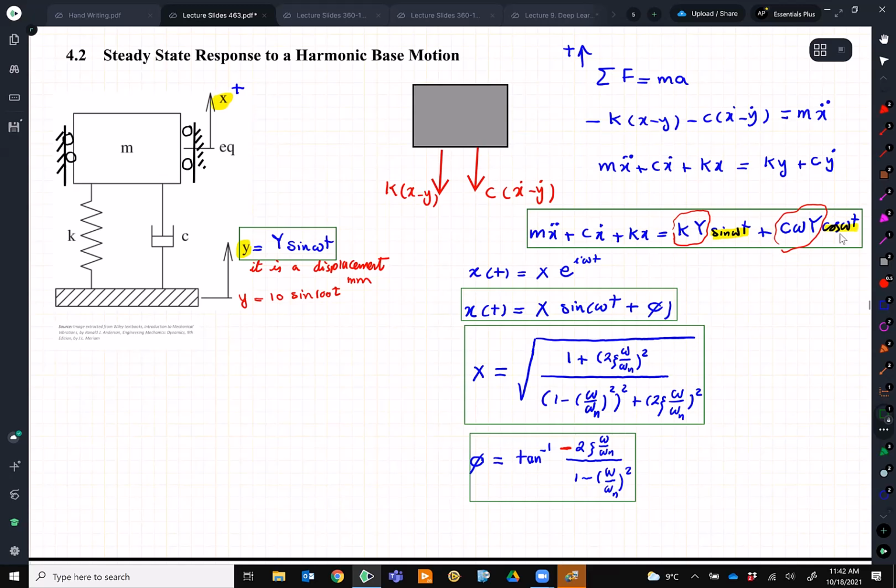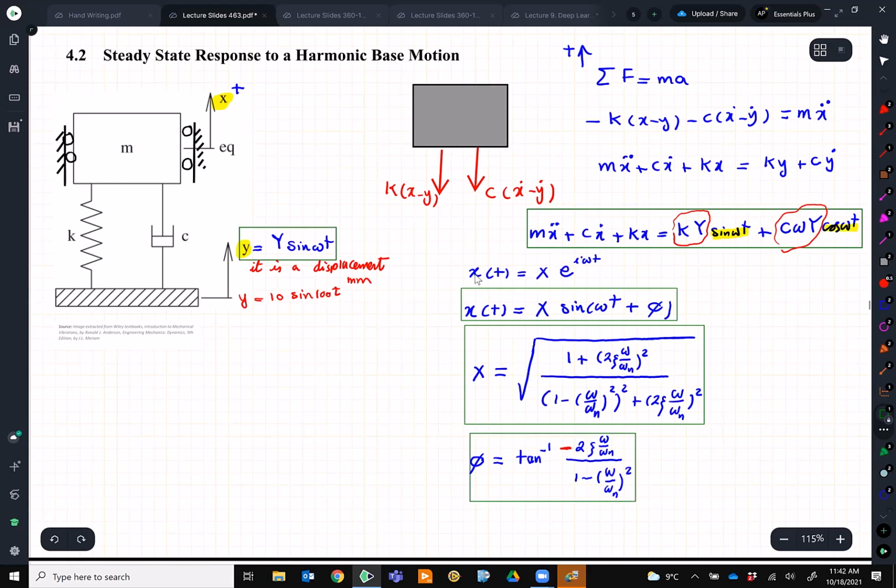And then just to recap, we have a system with base motion. We draw the free body diagrams. We write the equation of motion. We ended up with the exact same standard equation that we had before: m x double dot plus c x dot plus k x is equal to something sine omega t plus something cosine omega t.